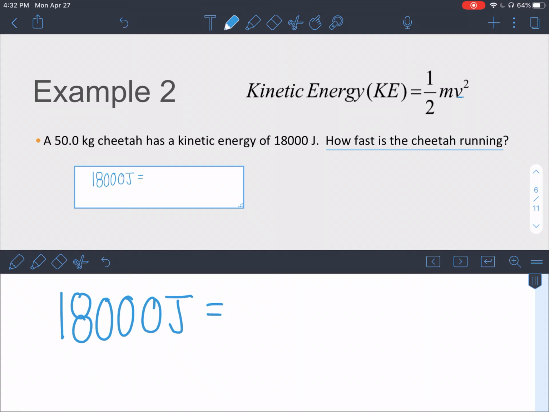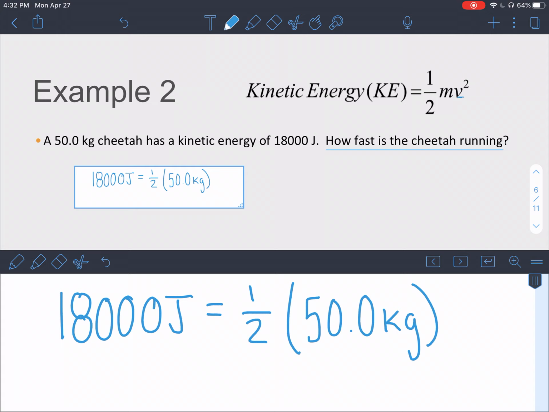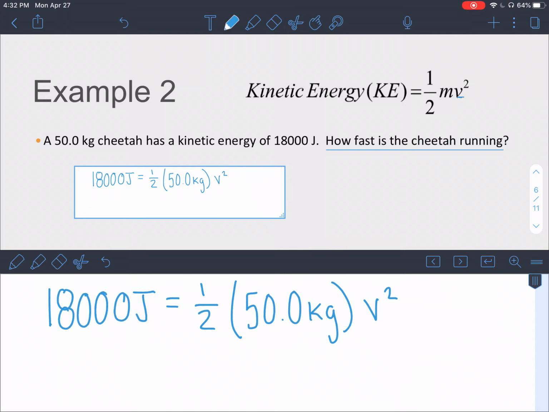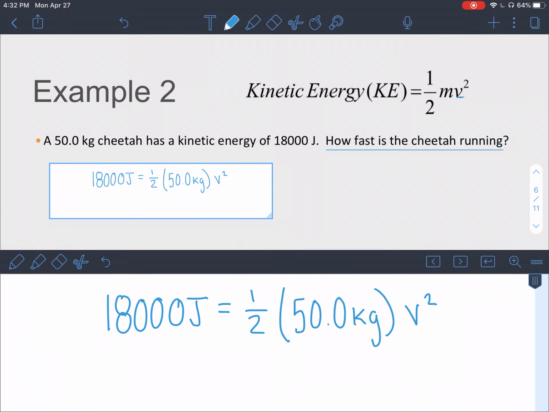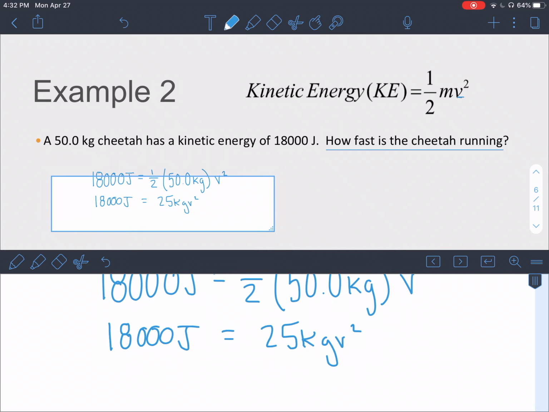1,000 joules is equal to 1/2 times 50 kg times the velocity squared. All right, so first thing that I'm going to do is multiply the 50 times the 1/2, or 50 divided by 2. That gets us 25. 1,000 joules is equal to 25 kg times the velocity squared. Then parentheses, since there's a lot of letters right there.